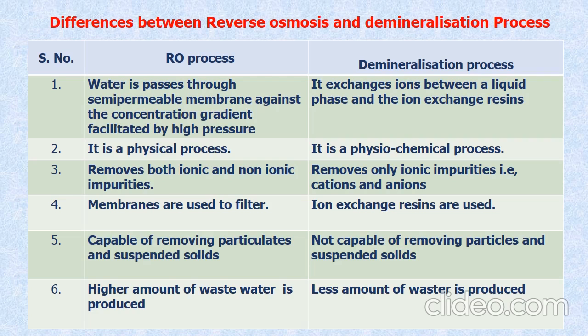In RO, the main unit is the membrane, which is used for filtering. Here in demineralization, the main unit is the resin, which exchanges the ions. RO also removes particulate and suspended particles, whereas demineralization does not remove particles and suspended solids. A higher amount of wastewater is produced in RO; a smaller amount of wastewater is produced in demineralization. That's the difference.